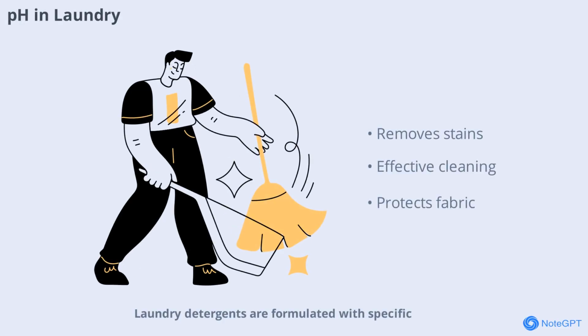Laundry detergents are formulated with specific pH levels to clean clothes effectively. Some stains are best removed with acidic solutions, while others need a basic detergent. Understanding pH helps you choose the right product for different types of laundry and keeps your clothes looking their best.